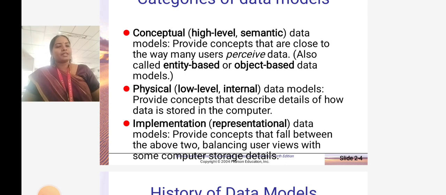Then the implementation level, which is a representational data model. It provides the concepts that fall between the above two, balancing user views with some computer storage details too. That is, it is a median between the conceptual and the physical level data models.